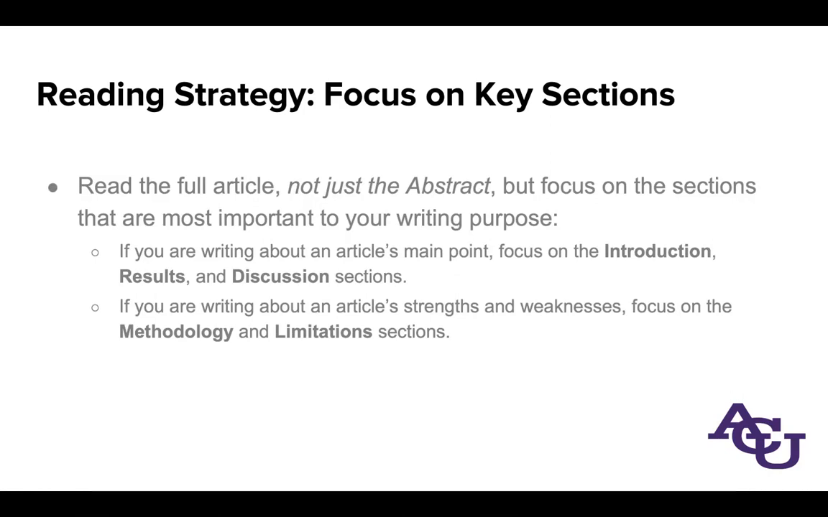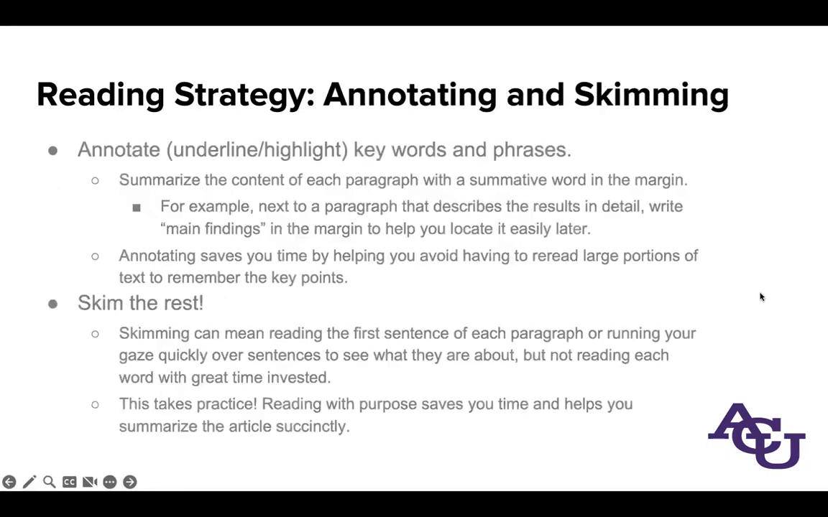If you're writing a summary, however, on an article's strengths and weaknesses, that would be very different, and you would want to focus in on the methodology section. And if they have a section called limitations, or ethical considerations, things like that, you would look at those sections, maybe even read them first, and then go back and just skim the rest. So let's talk about skimming.